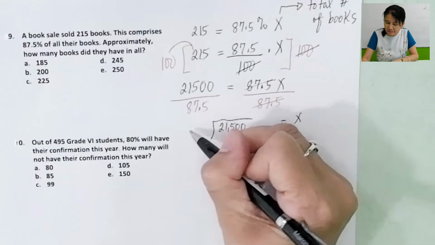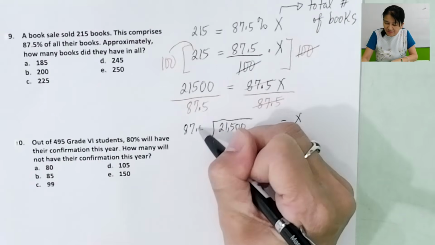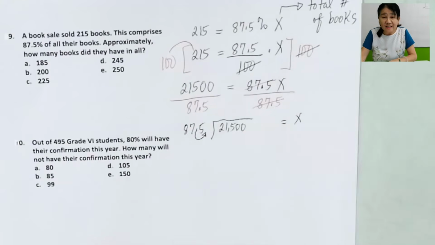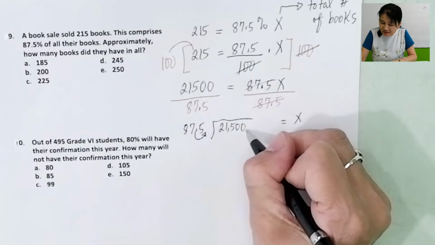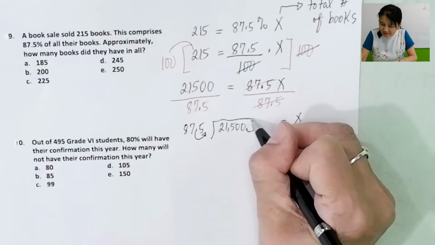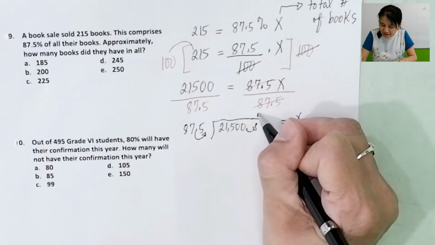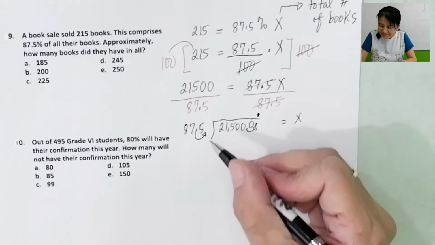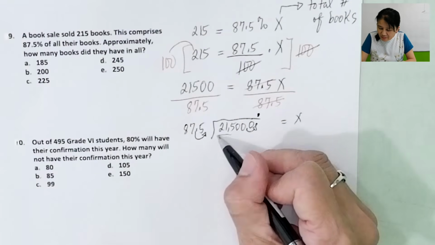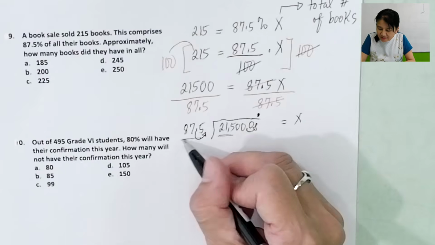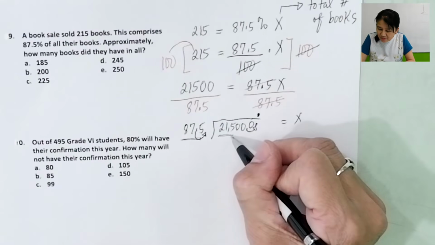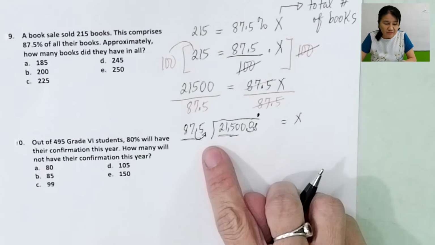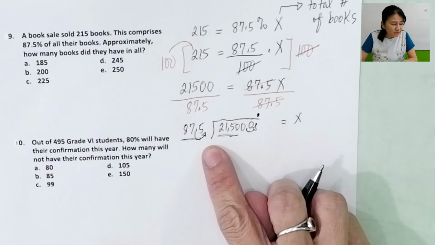21,500 divided by 87.5. Move the decimal point one place to the right, it becomes 875. Move this one place to the right, so the decimal point is here. Now divide. Can we divide 215 by 875? No. So you move to the next number. It becomes 2,150 divided by 875. What do we get?